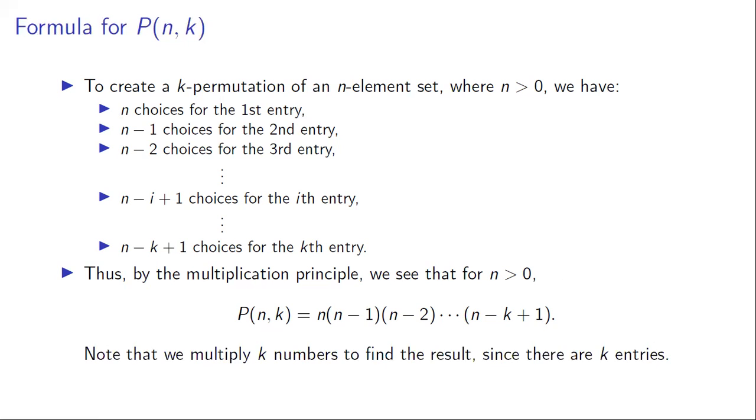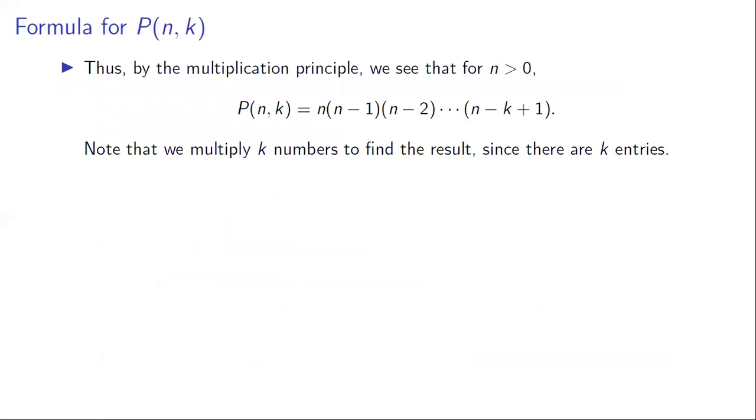Note, what are we doing here in this formula? We are multiplying k numbers, right? Because we're trying to fill up k entries. So we have to multiply k numbers to find the result, since there are k entries to fill. Okay, so here's the formula. Now let's use it in some examples.